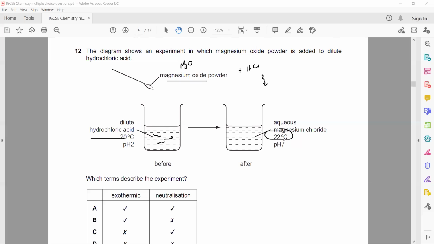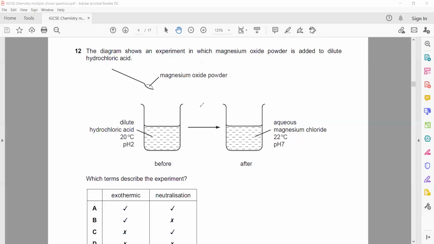That's why the temperature increases. Magnesium oxide is solid and reacts with hydrochloric acid to form magnesium chloride. The particles of magnesium oxide react with the molecules of HCl, which is present inside the water. When they react with each other, they release energy, and that energy is absorbed by the water molecules. That's why the water temperature increases.